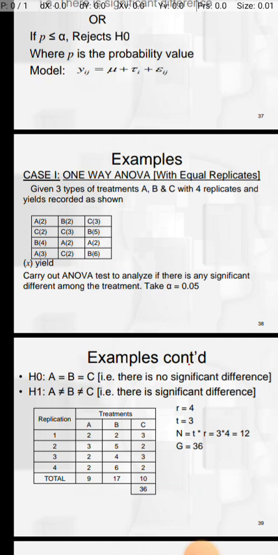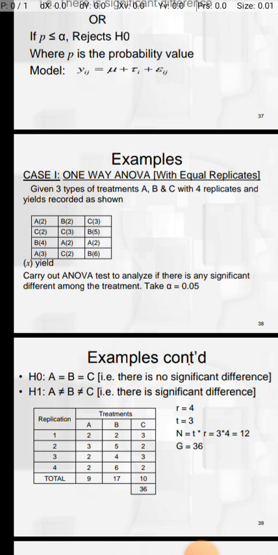You can see the example there on page 38. Carry out Anova test. Given 3 types of treatments, A, B, and C, with 4 replicates. Now the case we are dealing with in this example is an example of one-way Anova with equal replicates. Are you getting it?